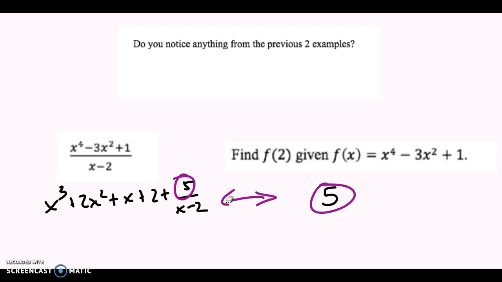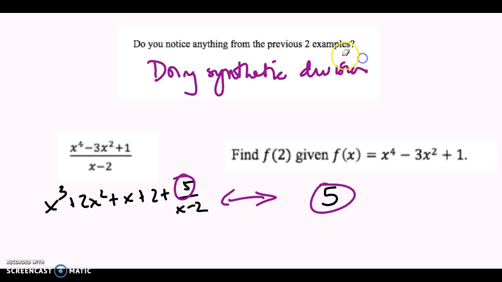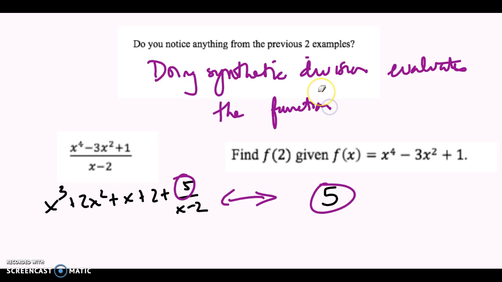So interestingly, if I do synthetic division, doing synthetic division evaluates the function at a specific x value.